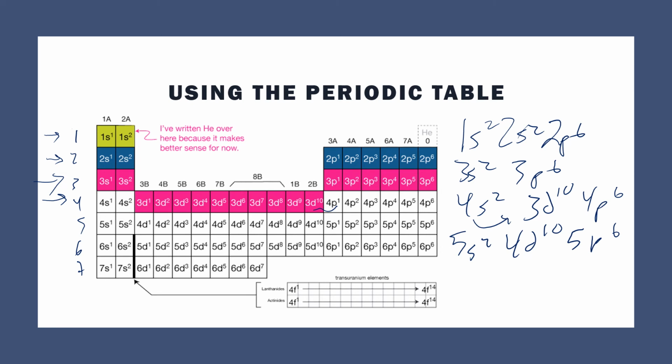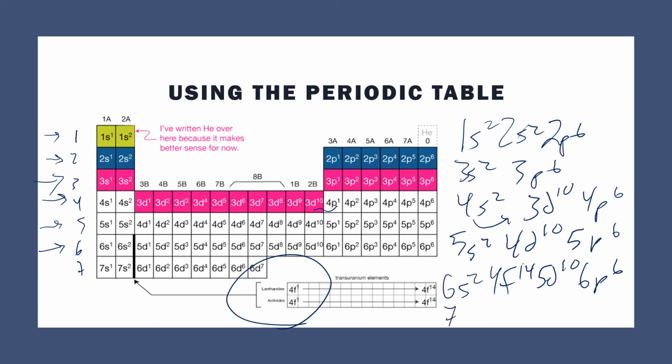When you get to the next level, 6s2, but then that's where the lanthanides and actinides jump in. So then you'd have 4f. f can hold up to 14. So 4f14, and then you go back to the D block, 5d10, 6p6. And then your last period, 7s2. This has a typo. This should be 5f. And so then 5f14, 6d up to 10. It does go all the way up to 10, and then 7p6. You would round that out.